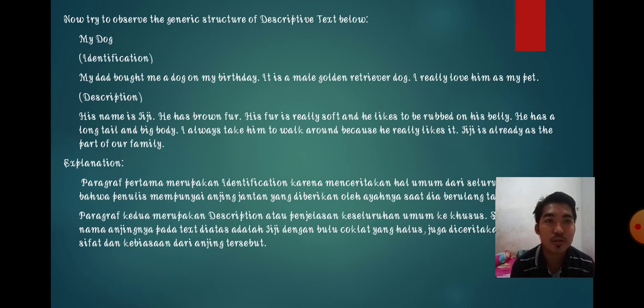He has brown fur. His fur is really soft and he likes to be rubbed on his belly. He has a long tail and a big body. I always take him for a walk around because he really likes it. Gigi is already a part of our family. And then the expansion.